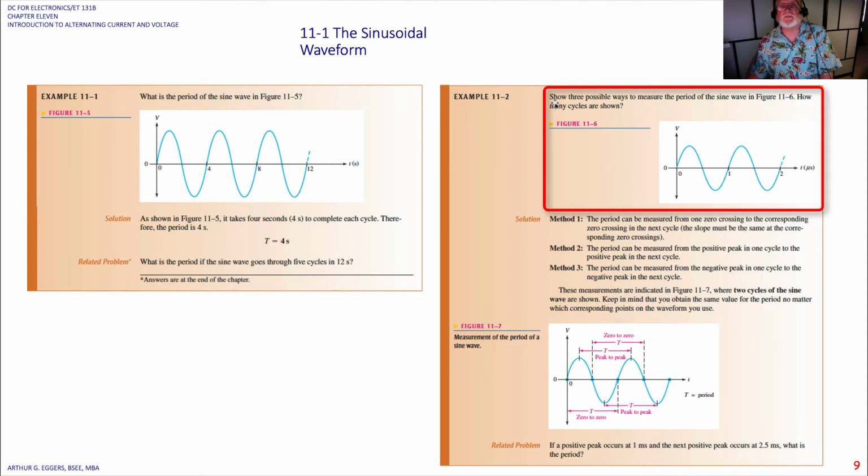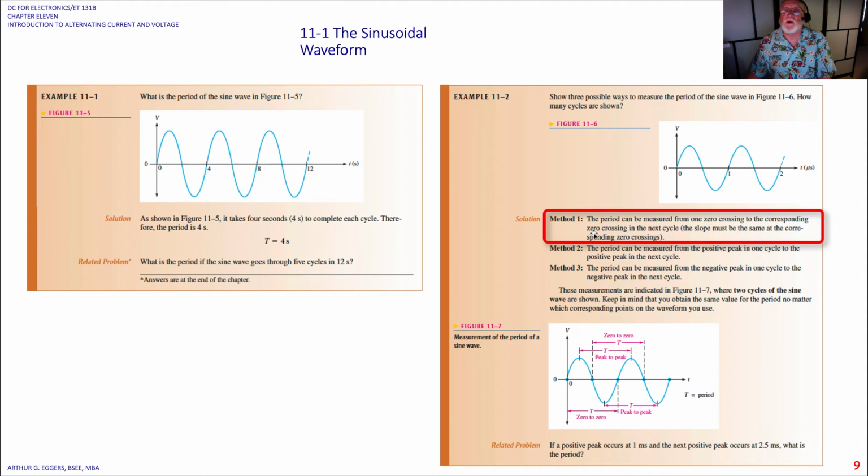Let's move over here. Show 3 possible ways to measure the period of a sine wave. How many cycles are shown? So method 1 says the period can be measured from the 0 crossing to the corresponding 0 crossing in the next cycle. The slope must be the same in the corresponding crossing. So basically it's just telling you that this first one and this second one have to look exactly the same. Okay, the slope there is the same.